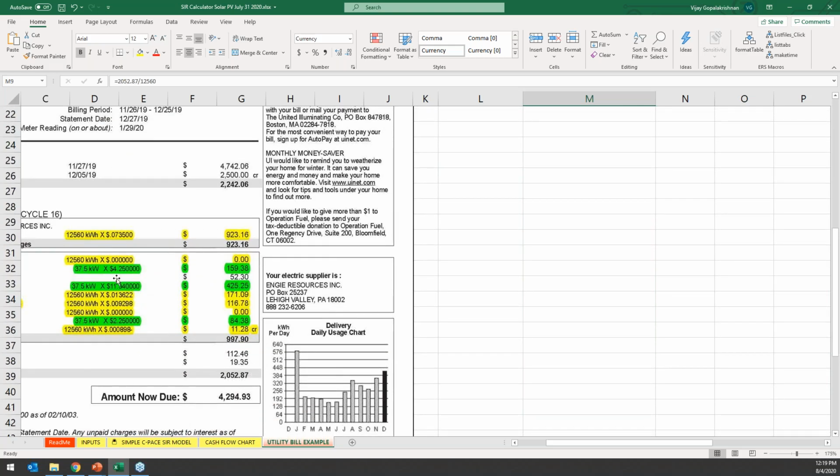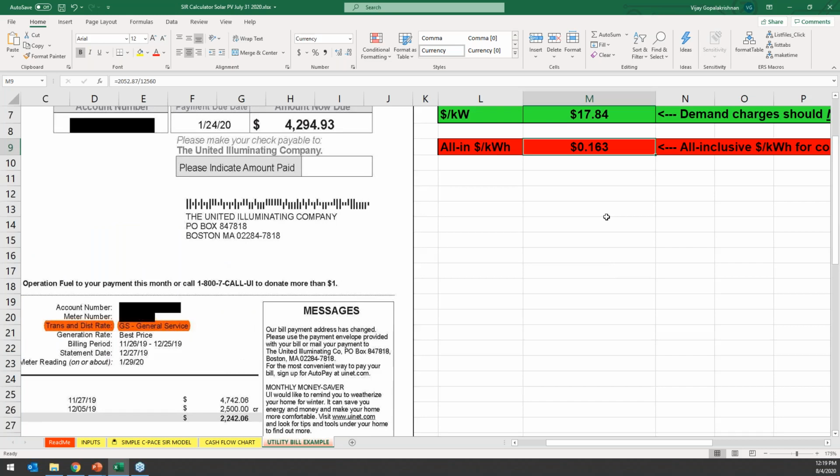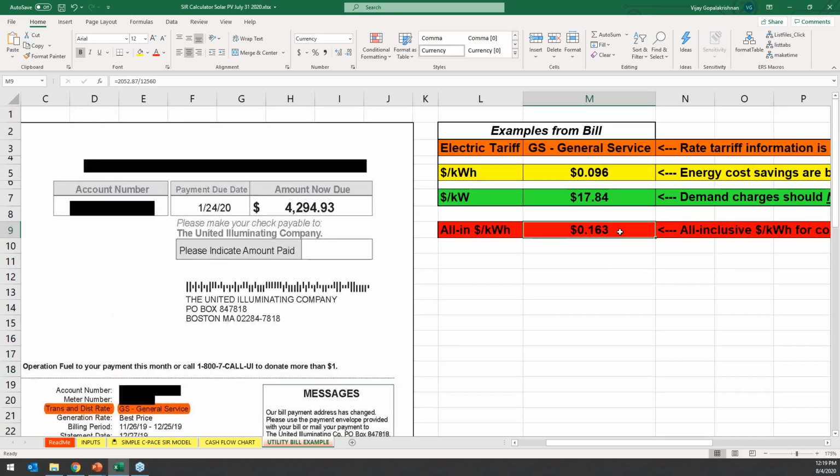That's 2,053 divided by 12,560 kilowatt hours. That would give you 16.3 cents a kilowatt hour, which, as you can see, is significantly higher than the 9.6 cents a kilowatt hour that we'll be using for our calculations.